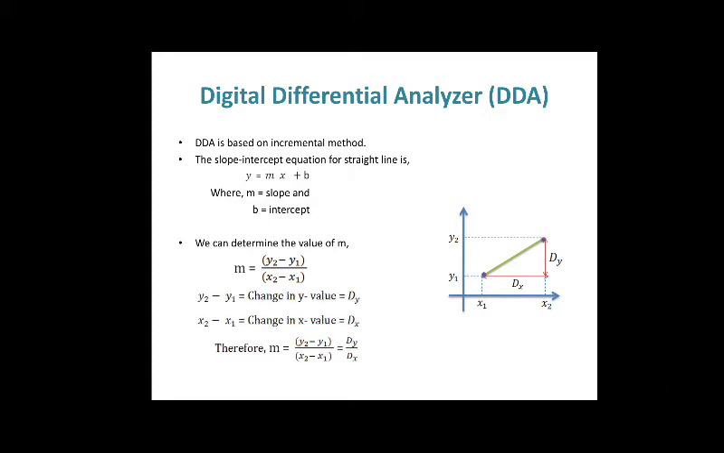So we represent the change in height as dy, whereas the change in x value as dx. This height is represented by dy, this width is represented by dx. That's why I am replacing y2 minus y1 with dy and x2 minus x1 with dx. So what will be the equation now? m is equal to y2 minus y1 divided by x2 minus x1, which is dy by dx. This is how the slope is represented for any particular line.